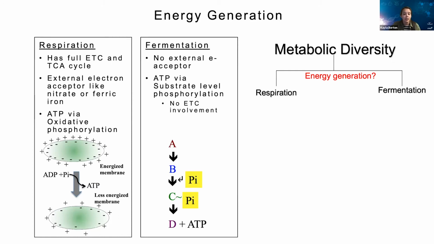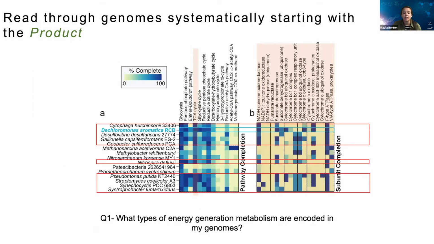The second way that a genome or an organism can make energy is through fermentation. This would be an absence of those pieces that I just mentioned. You might not have an NADH dehydrogenase, your TCA cycle would be incomplete, and you'd be lacking those external electron acceptors. That's what makes DRAM really nice, because you can quickly look at this product heat map and see where your genomes fall in this fermentation versus respiration question.